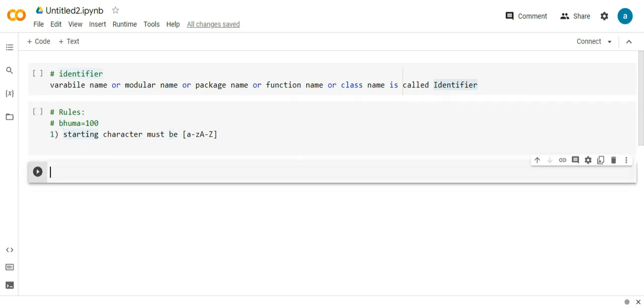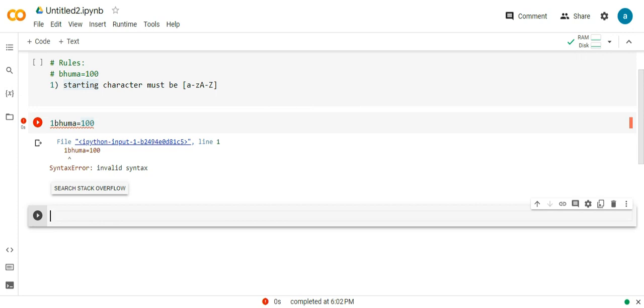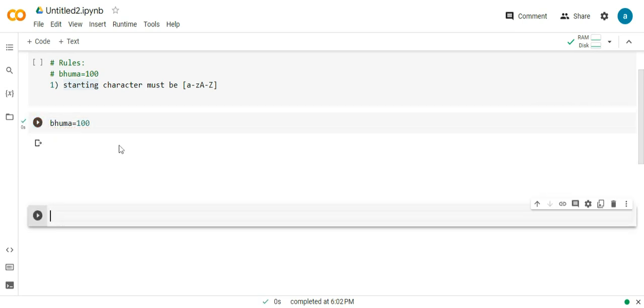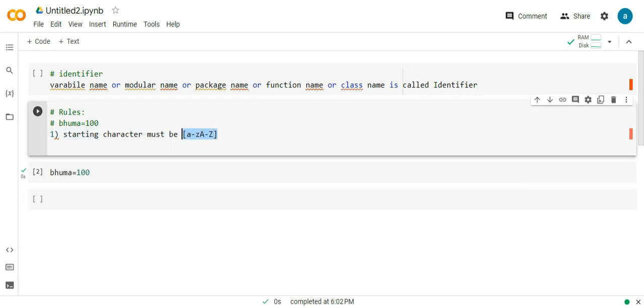For example, I will take 1booma equal to 100. Because your starting digit is one, if you run it, an error comes: invalid syntax error, because of the one. If you remove the one and run it now, it is executed, because the starting character must be small a to z or capital A to Z.